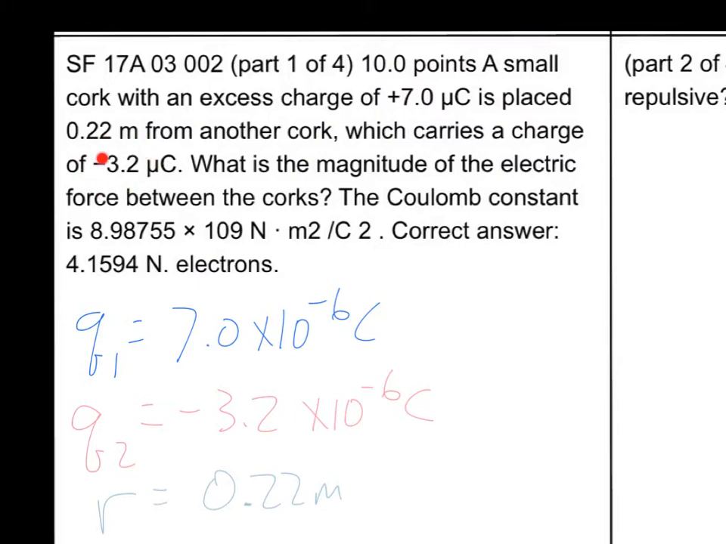You have negative 3.2 microcoulombs. We write 3.2 times 10 to the negative 6 coulombs. That should get you there. Now on the radius or the distance between the two, it was not in centimeters like the last problem, so we can use it as meters and we plug it in there. Now we're going to go ahead and do the math.